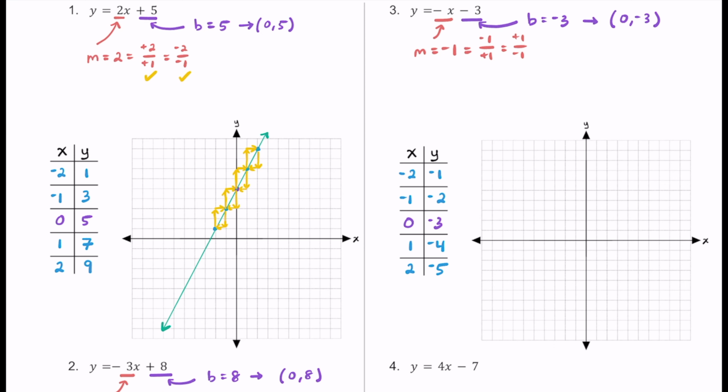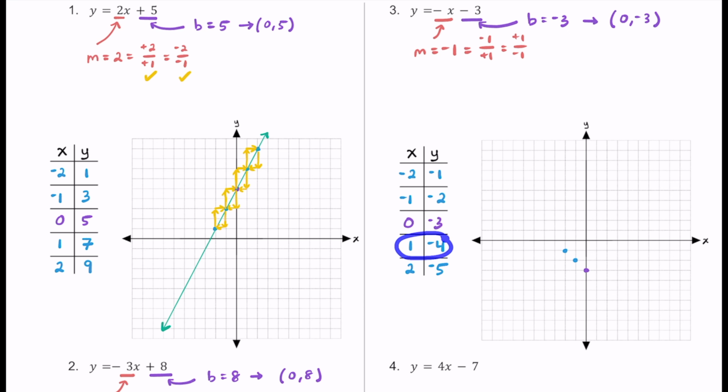Alrighty, so let's go ahead and plot some points here. So 0, -3, I'm going to plot that on the y-axis. Again, that b value is very helpful to give us somewhere to start from. And let's go ahead and plot this -2, -1. That's going to be in quadrant 3, so it's 2 to the left and 1 down from the origin, right over here. Then for this -1, -2, that's going to be in quadrant 3 again. That's 1 to the left and 2 down, right over here.